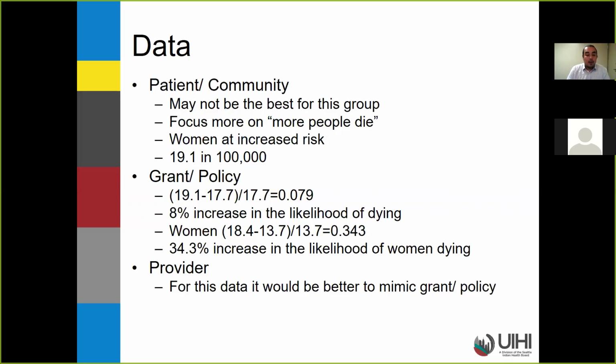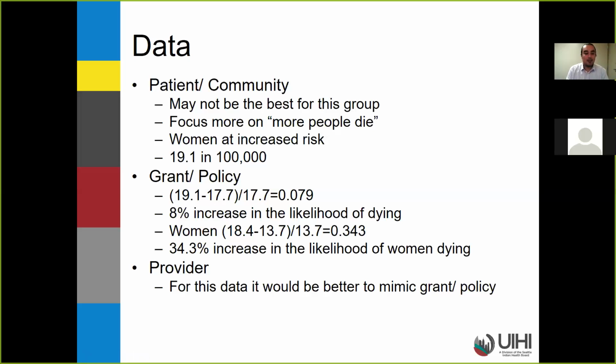So taking the same information, if I were to be presenting it for a more data savvy population, like a grant application or trying to advocate for some form of policy, I would do something like the following. I would take my group of interest minus my reference group to get the absolute difference between these two and divide it by my reference group.